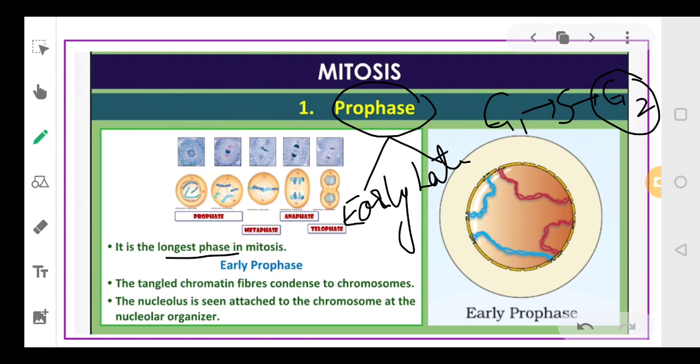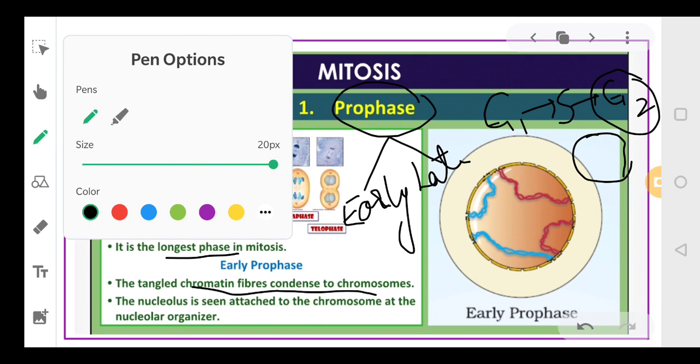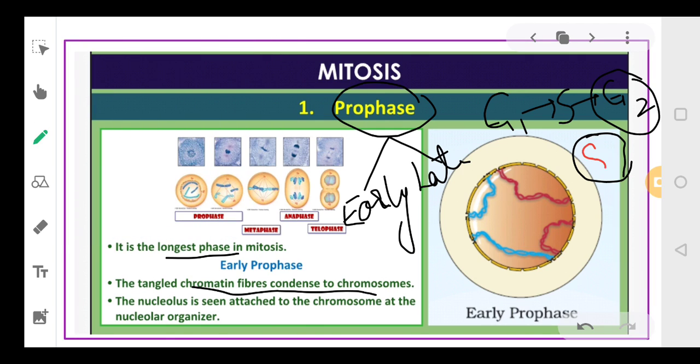Okay, everyone? It can be divided into two phases, early prophase and late prophase. In early prophase, dear students, the chromatin fibers will condense to form the chromosomes. First of all, let's compare what is happening. Initially, if you look at a cell, let's have a different color so that you can understand properly. Initially, the cell contains entangled chromatin fibers.